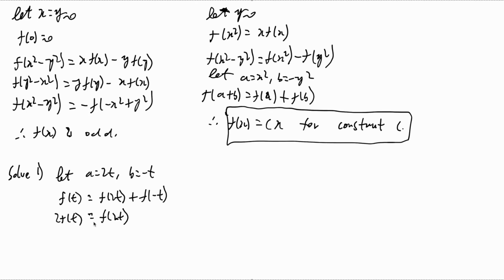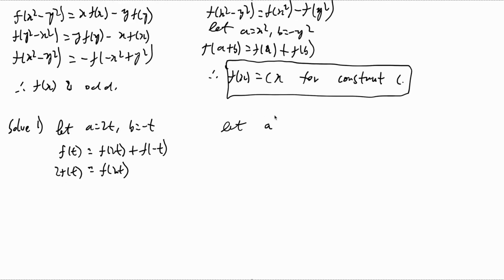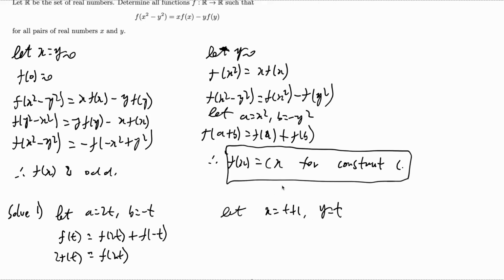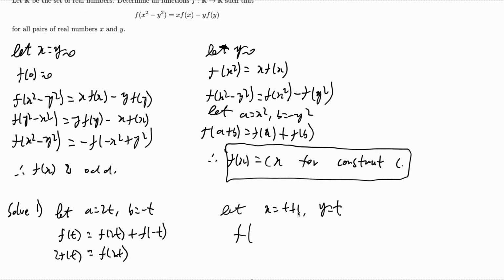So this is true. Now let's substitute x equals t plus 1 and y equals t. Then, substituting into the first equation, we have f of 2t plus 1 equals t plus 1 times f of t plus 1 minus t times f of t.